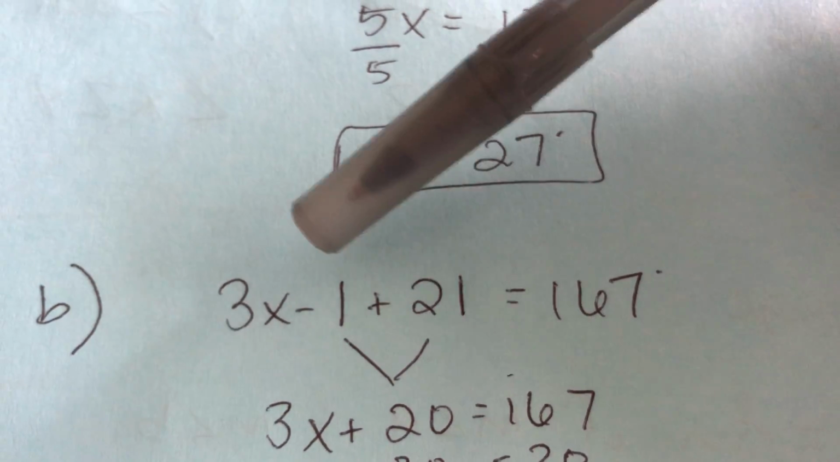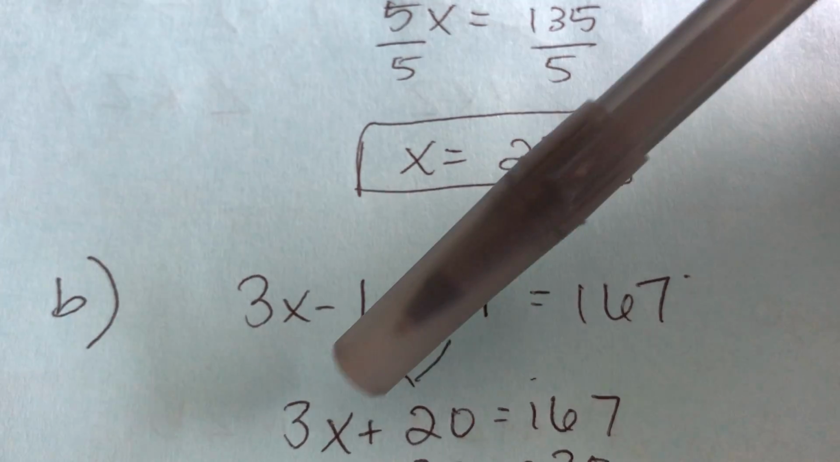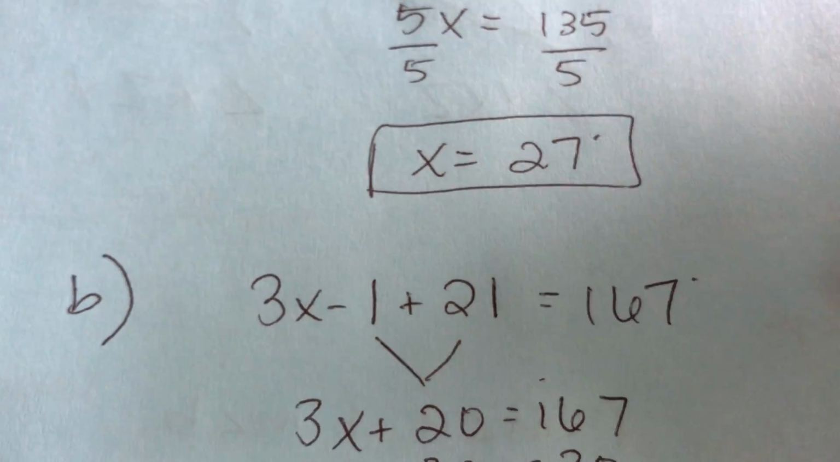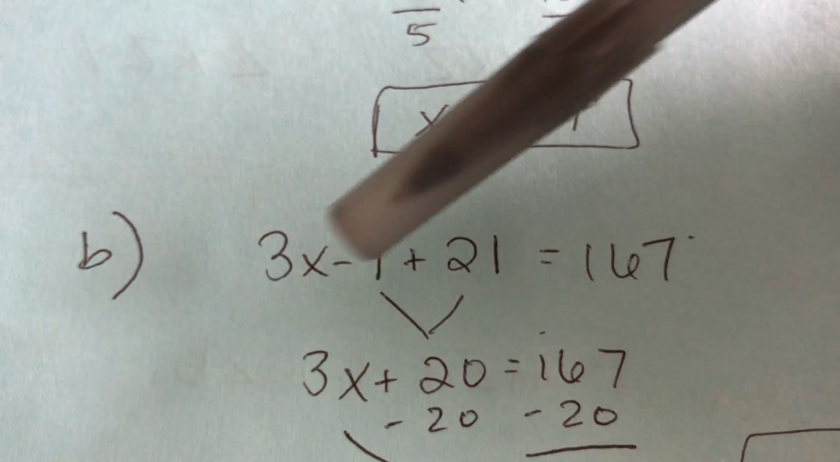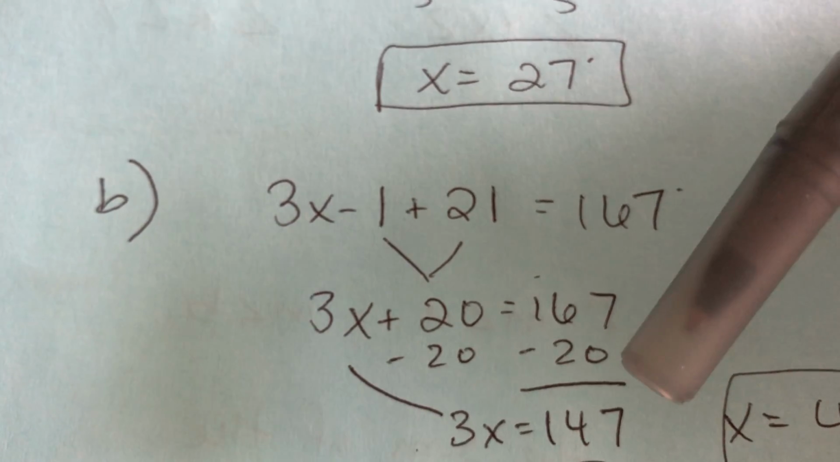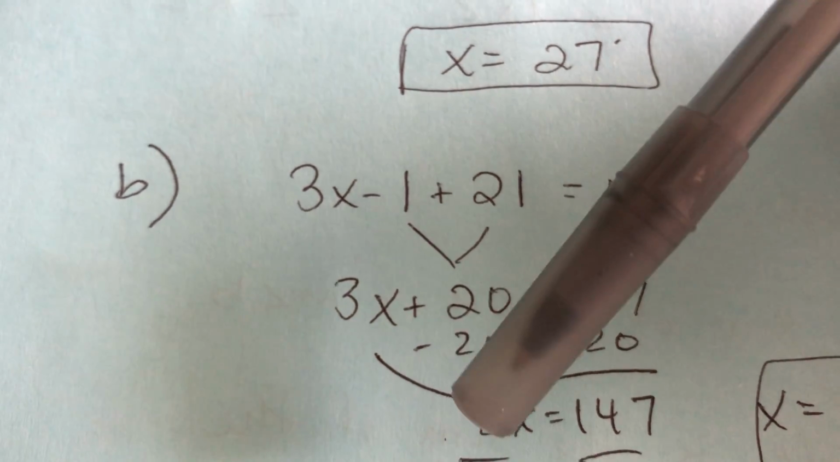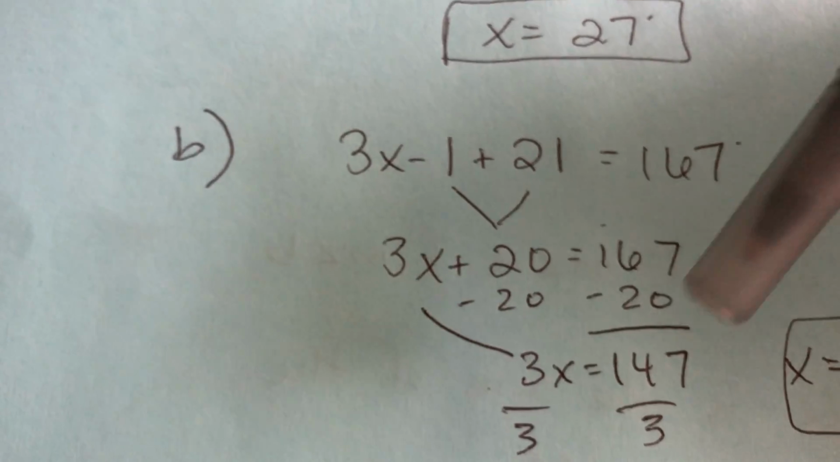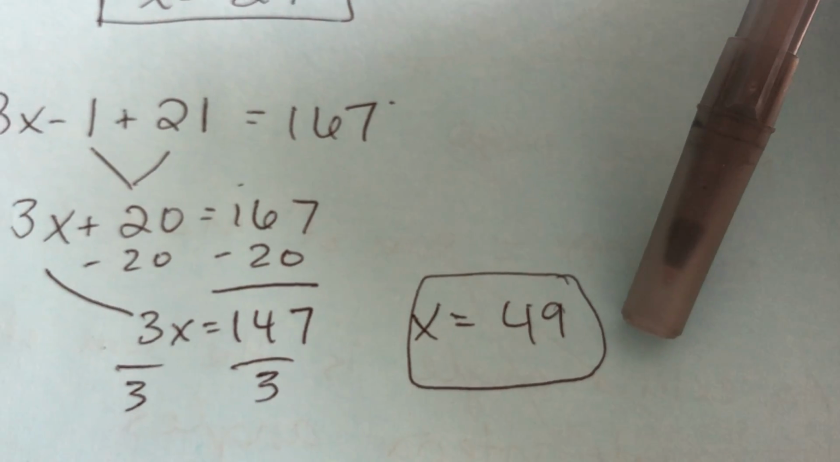I combined like terms, so I added negative 1 and positive 21 and I got 20. So 3x plus 20 equals 167. I subtracted 20 from both sides because I wanted that 3x to be by itself. I got 3x equals 147. So then I divided by 3 on both sides. And once I did that, I was left with x equals 49. All right, so that was part B.